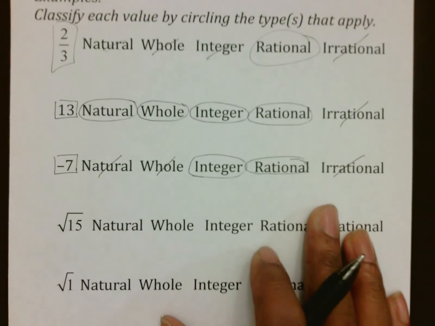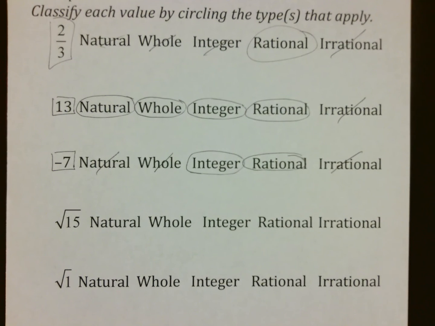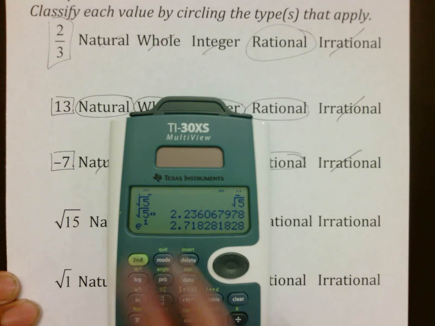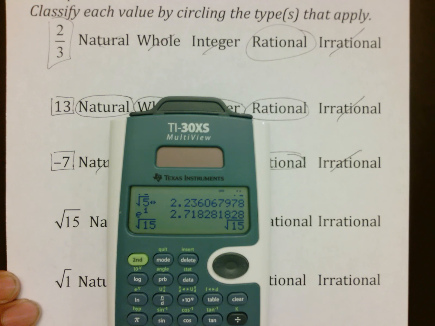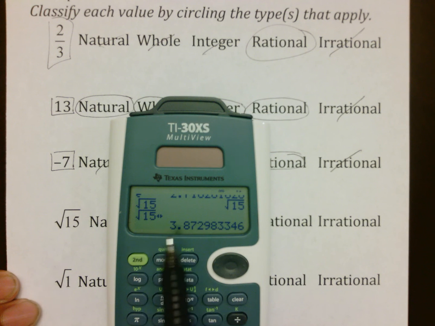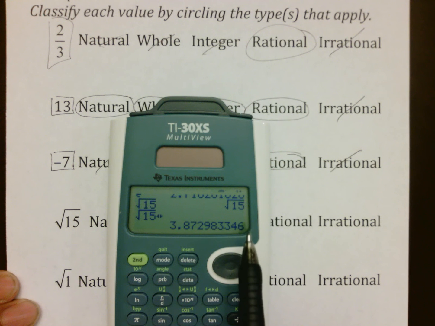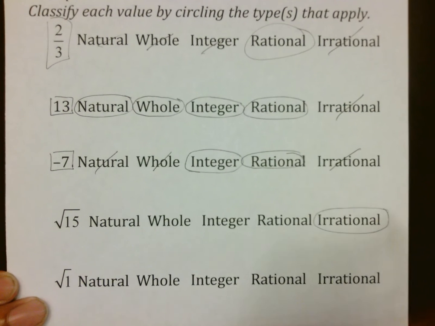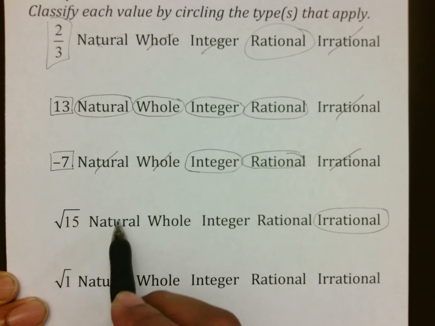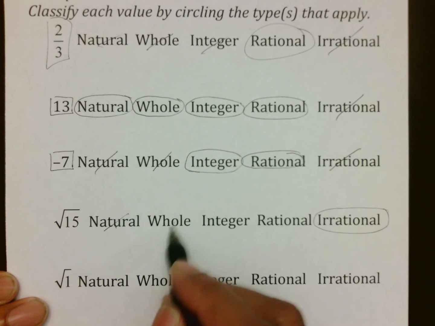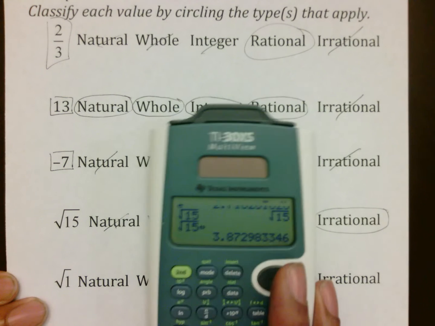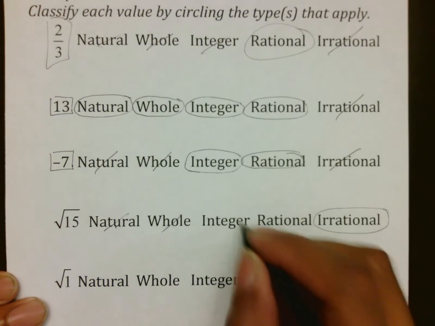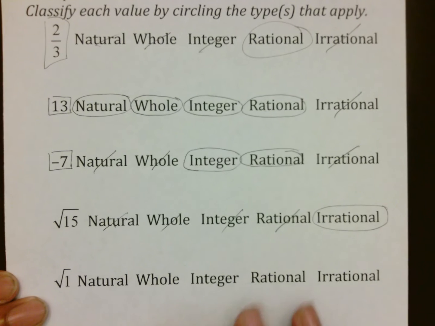Be careful about square roots, because you don't really do square roots as square roots. You want to convert those into decimal form, so you want to type in square root of 15 and convert it to a decimal. But notice as you look at this, there is no pattern to this, and it goes all the way to the back of this window, which means these numbers go on forever. Because these numbers go on forever, that means it's irrational. I know for a fact we've never counted to square root of 15. I know for a fact it's not a whole number, because that decimal is not a whole number. It's got a decimal in it. It can't be an integer, and again, if it's irrational, then it cannot be rational.